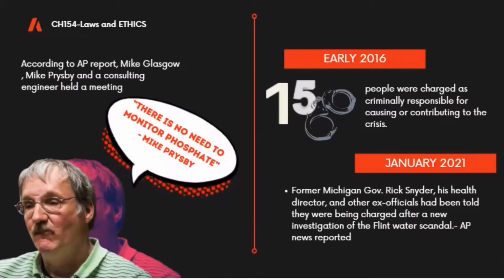After the crisis was exposed, the residents of Flint have aptly cast blame, and dozens of civil lawsuits, as well as unprecedented criminal charges, have been filed. In early 2016, throughout the investigation, a total of 15 people were charged as criminally responsible for causing or contributing to the crisis. And on the 12th of January 2021, the AP News reported that former Michigan Governor Rick Snyder, his health director, and other ex-officials have been told that they were being charged after a new investigation of the Flint water scandal.